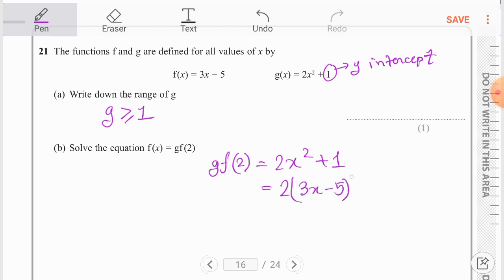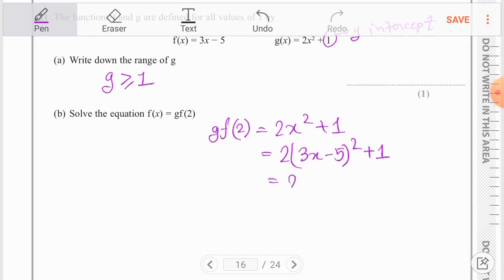2 times (3x minus 5) squared plus 1, and the value for x is also given, that is 2, so it would be 2 times (3 times 2 minus 5) squared plus 1. If you do the calculations, 3 into 2 is 6, minus 5, that's 1, squared is going to be 1, and 1 into 2 is 2, plus 1, so you get 3. So the value of gf(2) is 3.